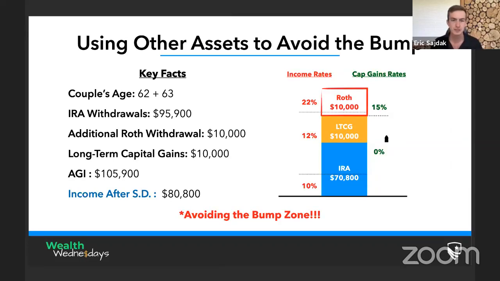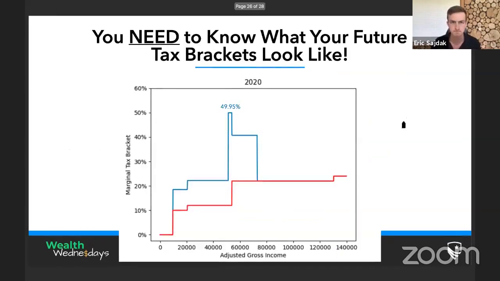Well, if they needed $10,000 more to go on their vacation for their 40th anniversary, let's say, they should have taken it from Roth instead. Why? Because they still would have guaranteed this long-term capital gains is taxed at 0%. The Roth withdrawal is obviously taxed at 0%. So they would have avoided that marginal rate of 27%.